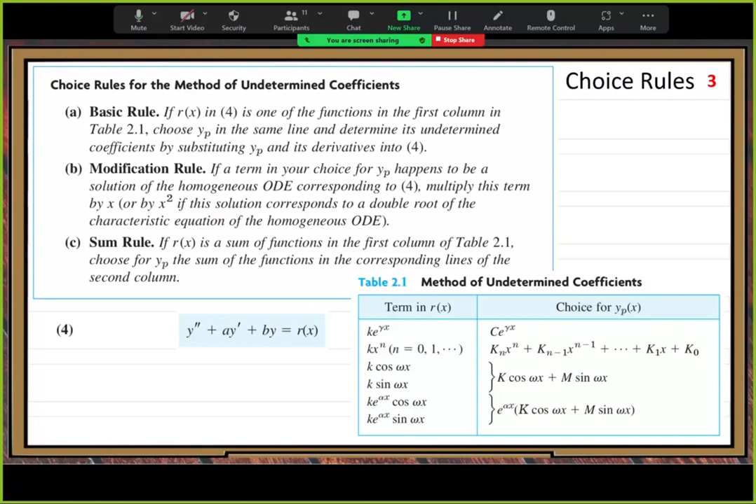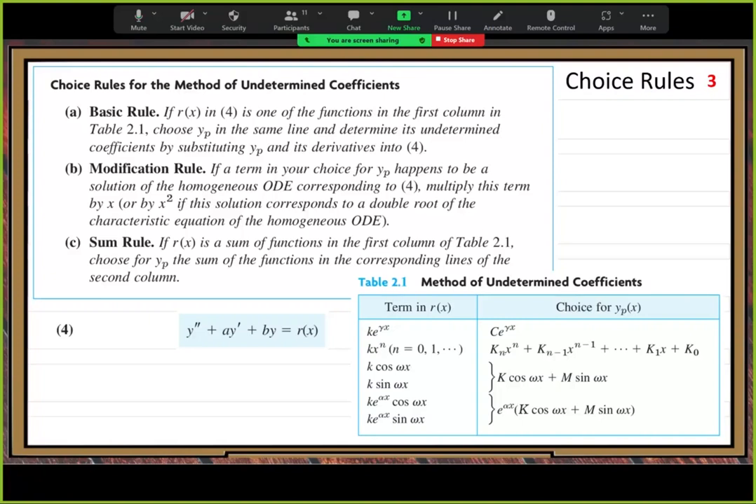Sum rule: if R of x is a sum of functions in the first column, then for YP we also take the sum of the functions in the corresponding lines of the second column. That's easy to understand. The modification rule is a little hard to understand. If I find an example, we can come back to look at the modification rule.